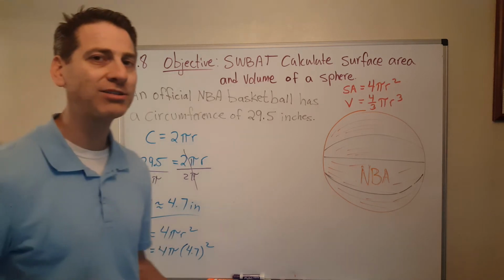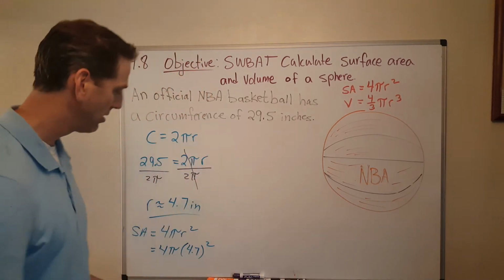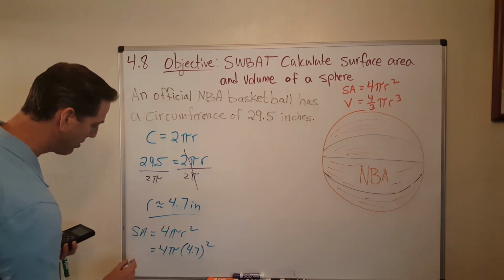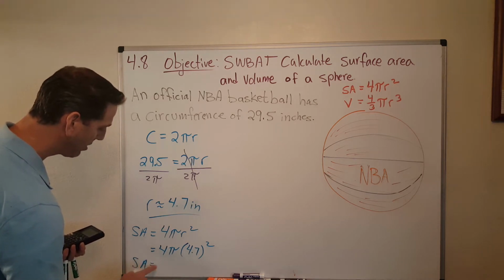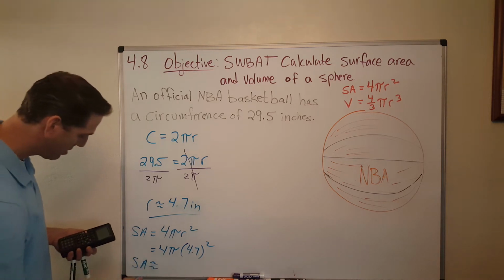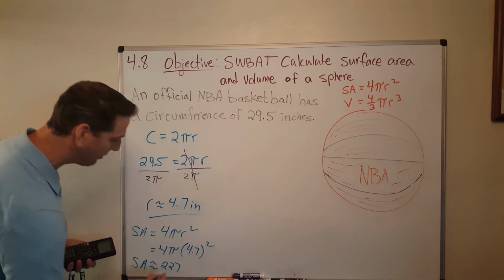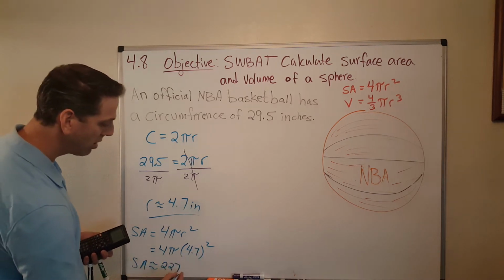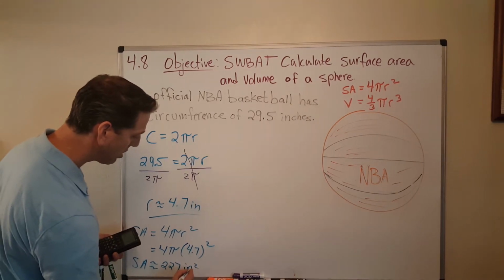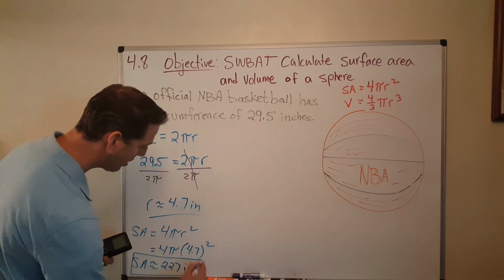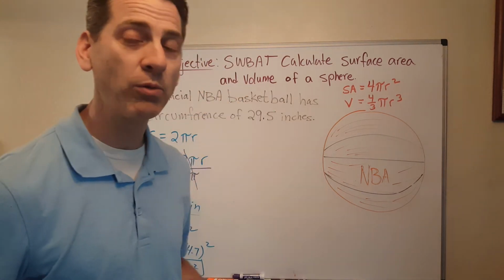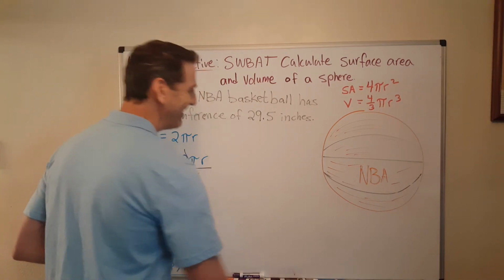Remember, pi is approximately 3.14. You can use that. Okay, so that's going to give me about 227. So my surface area is approximately equal to 227, and that's in square inches. Okay, so that's the surface area of an official NBA basketball. I know that you probably were wondering that.